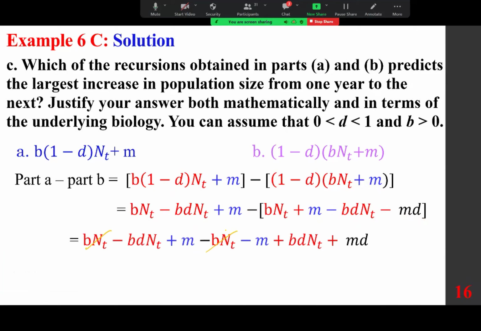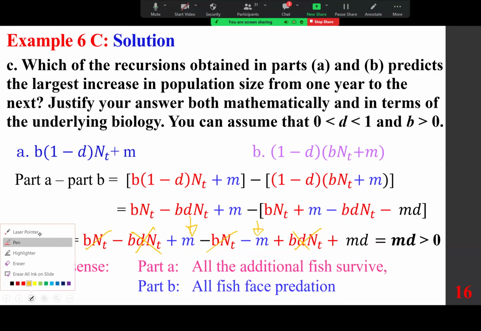These two cancel each other. These two cancel each other. These two cancel each other. We end up with MD, and MD is positive because M, the number that we added, is positive. So is D. D is between 0 and 1. So therefore, part A gives us more. And here's the reason, if you want to think a bit about the biology. Part A, all additional fish survive. Part B, all fish, including the ones that we added, those M fish, face predation.